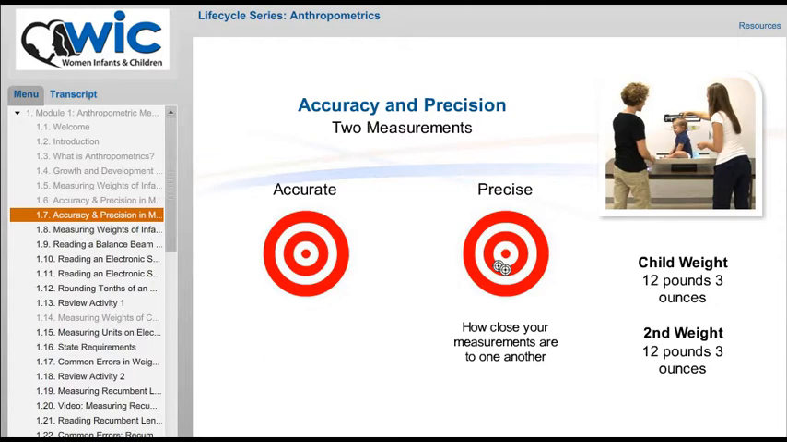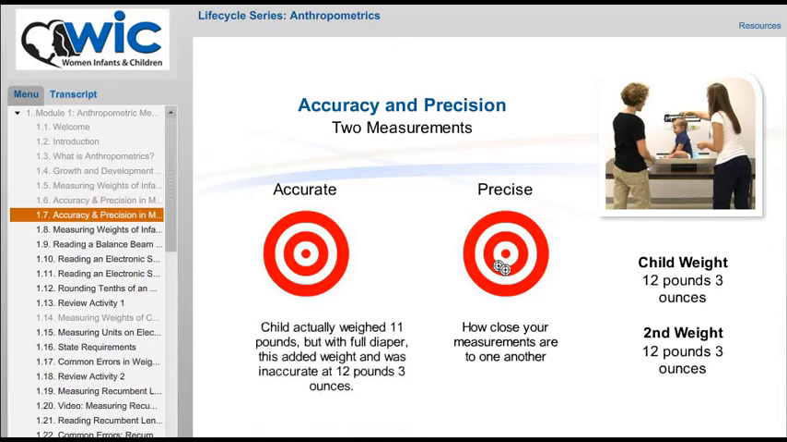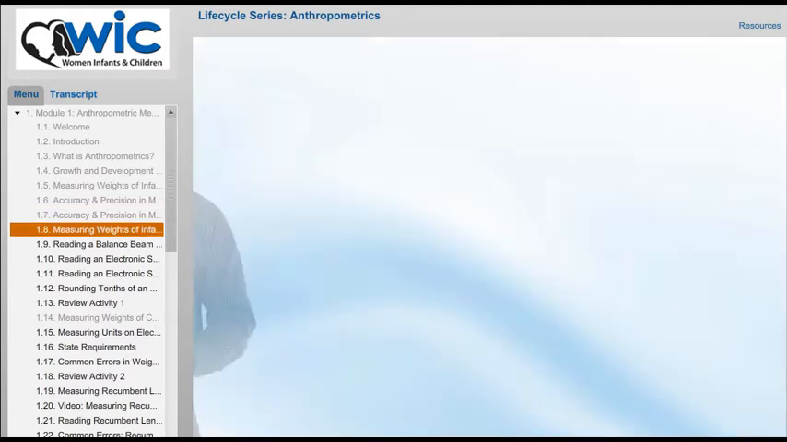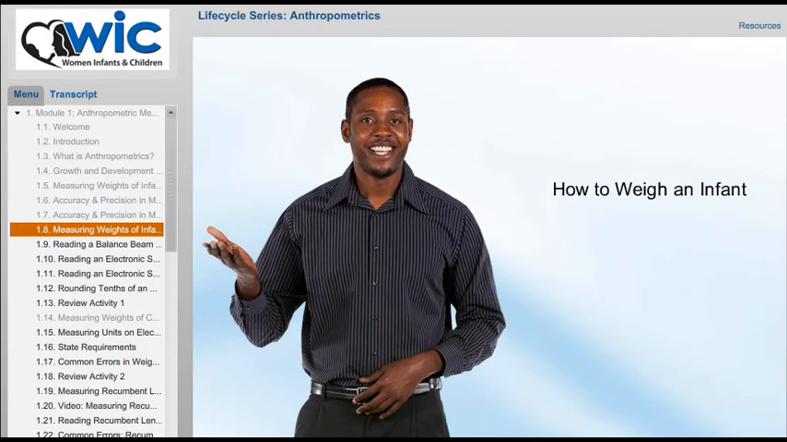Let's say you forgot to ask the mother to check her child's diaper and it was full. You know, a real mess. Ugh. So even though you were very precise getting the same measurement, this measurement would actually be inaccurate because a full diaper could weigh up to 2 pounds. See the difference? In these videos, you'll see how to weigh an infant using the electronic and balance beam scales.